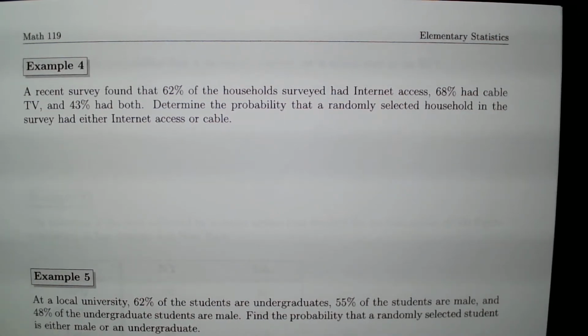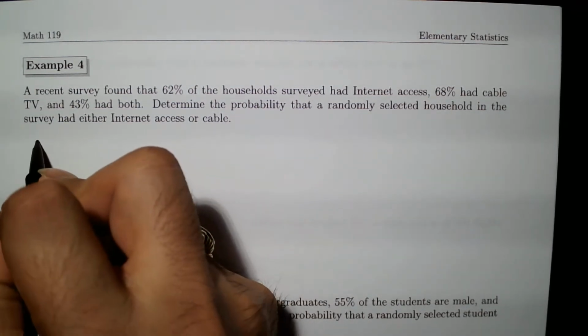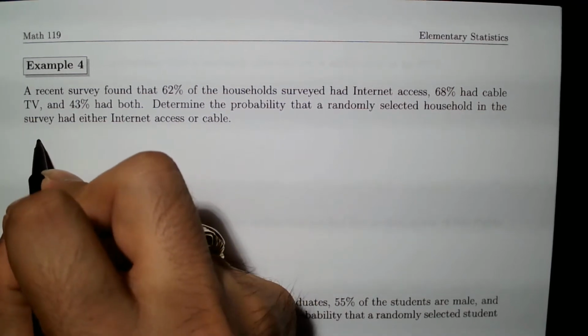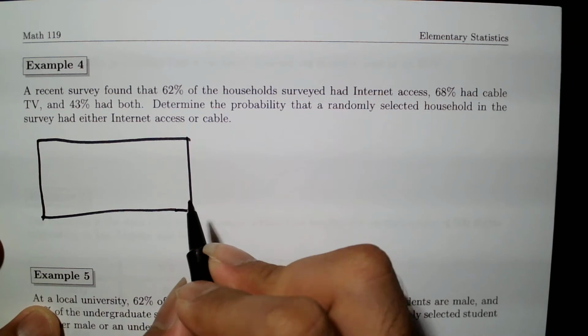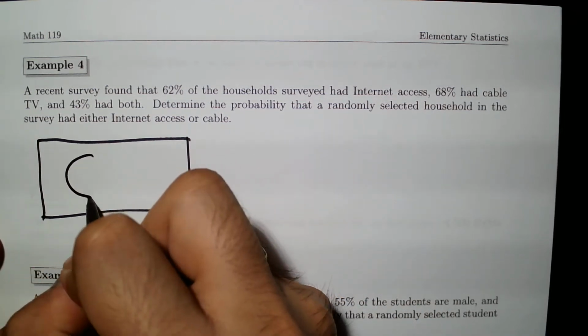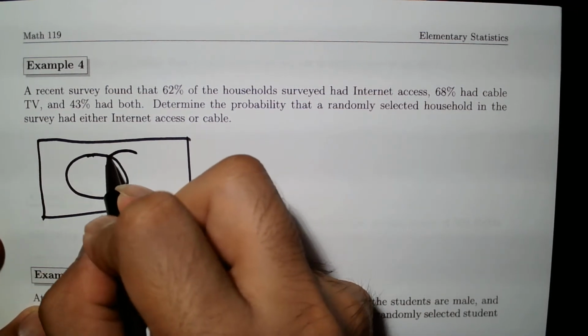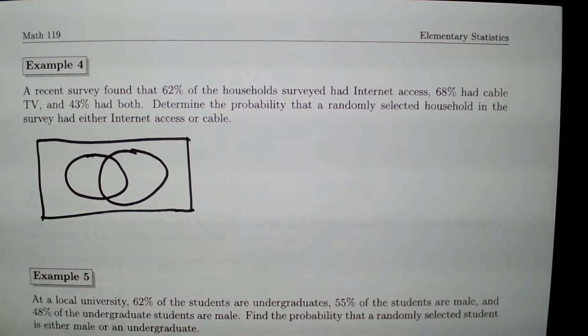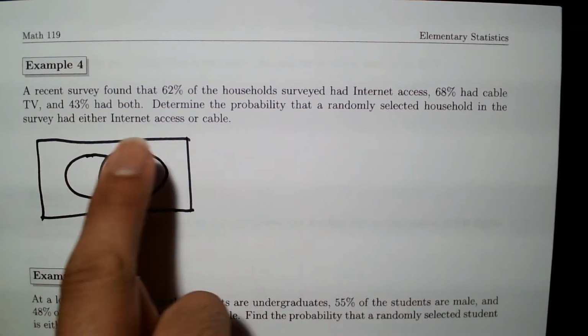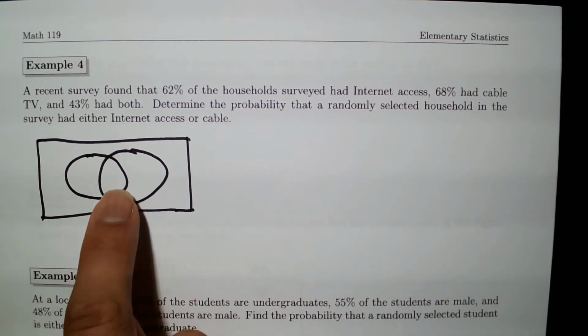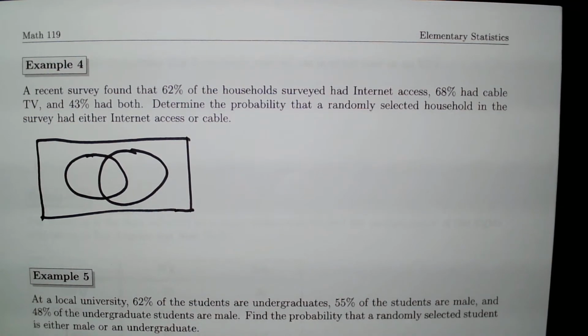Okay, so in this case what I would do first is to draw what we call a Venn diagram, which is what we have been doing in the previous examples. I'm going to do something like this. In this case I'm going to have intersecting bubbles, intersecting sets, because we have the situation in which a percent have both of the services at the same time.